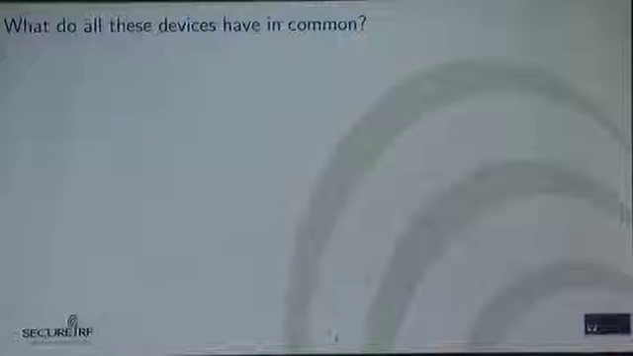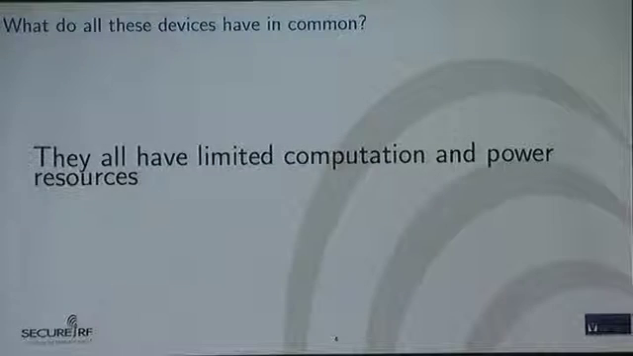So what do all these devices have in common other than generally being electronic? Well, I'll give you one thing that they all have in common. In general, they all have limited computation and power resources. Many times they're often run on a battery. They have small CPUs or even dedicated controllers. They don't have the processor that my laptop or even my cell phone would have. So when we want to talk about securing these devices, what do we have to do?